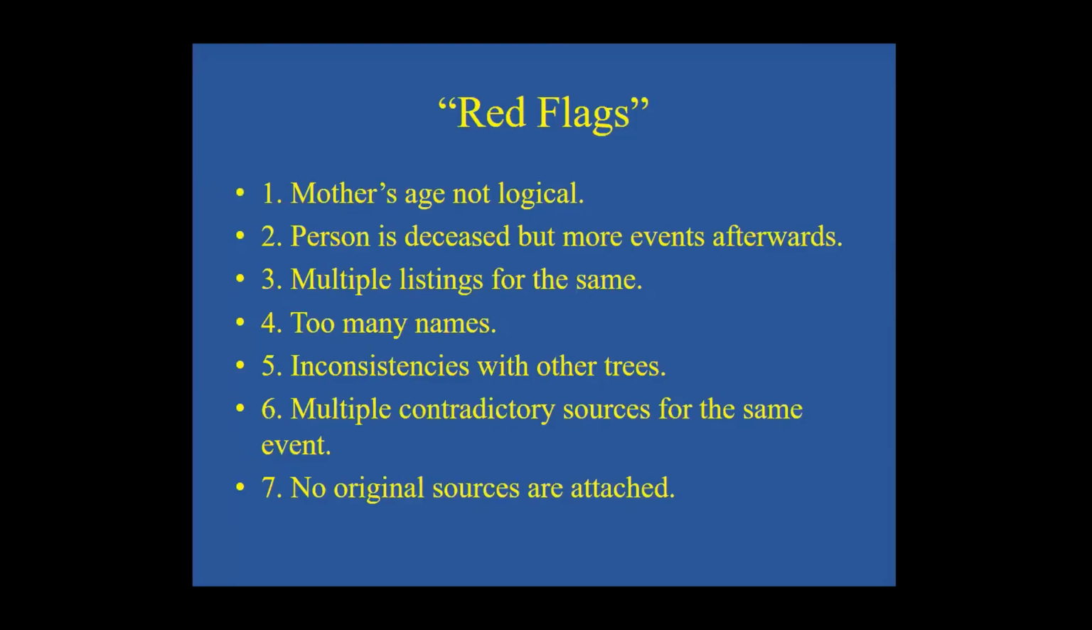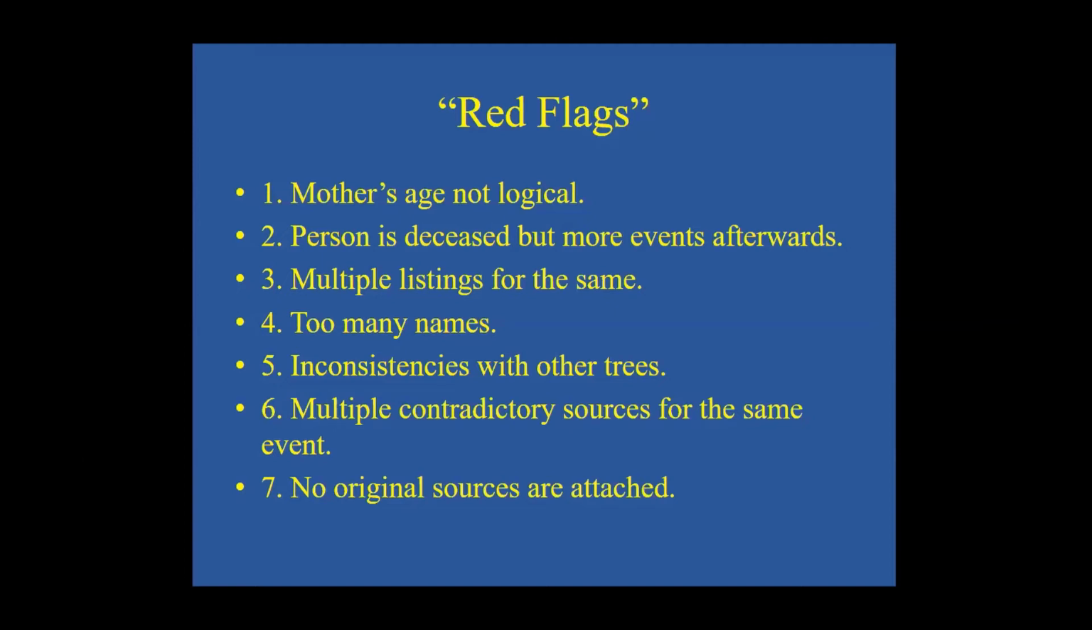So here are some of the red flags, just to reiterate. The age of a mother may not logically follow from the evidence supplied. Generally speaking, a woman can give birth as early as 12 or as late as about 49, but even those extremes should be suspected whenever you see it in a tree. A person in a tree is listed as deceased, yet events are attributed to him long afterwards, including births of children more than 9 months after the death.